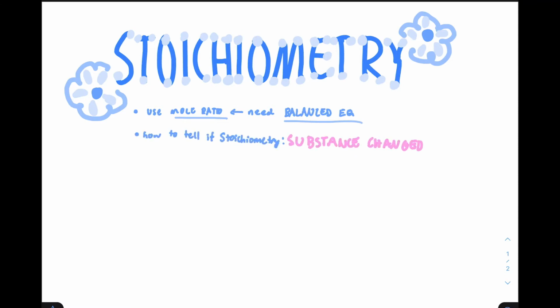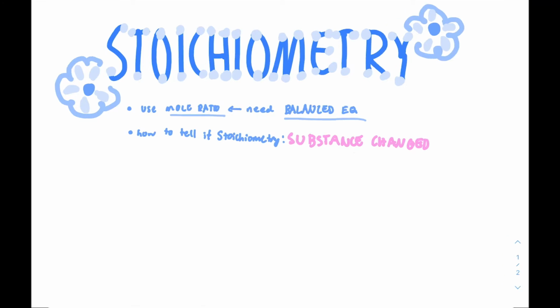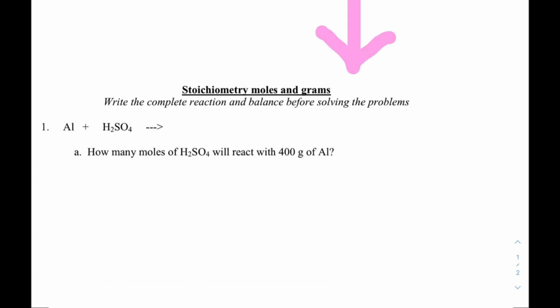I'll show you what I mean with some example problems, but first, the reason why you need a mole ratio is because the substance is always changing in stoichiometry. So that's how you get from one substance to another, is because you use the mole ratio. So here are some example problems.